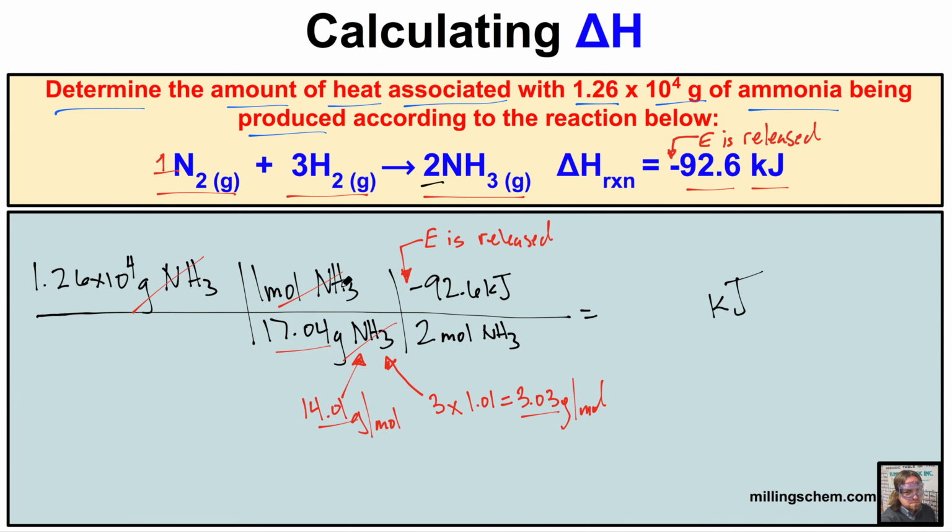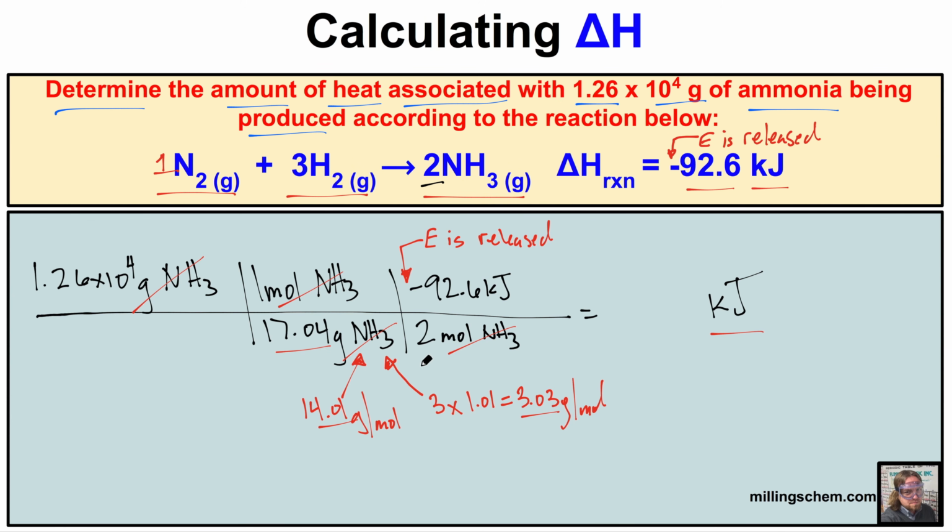So we have moles of ammonia on top and bottom that will now cancel. This will end up leaving us with kilojoules as the final unit of measurement, which is a measurement of energy or heat or enthalpy. Now all we do is get our calculator out and take 1.26 times 10 to the fourth. We then divide by 17.04. We then multiply by negative 92.6. We then divide by 2.